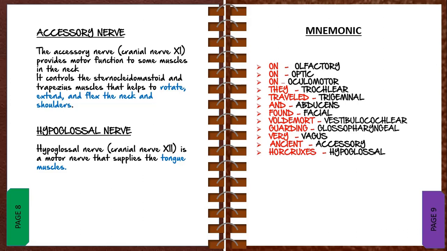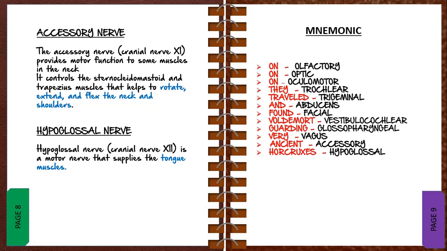Now let's move on to the mnemonic, the easier way to memorize all the cranial nerves, their functions and their types. The mnemonic I liked is: They traveled and found Walmart guarding very ancient Horcrux. This is a mnemonic that I took from a website. It is purely based on Harry Potter, so you can memorize this mnemonic, which will be helpful to memorize the cranial nerves.